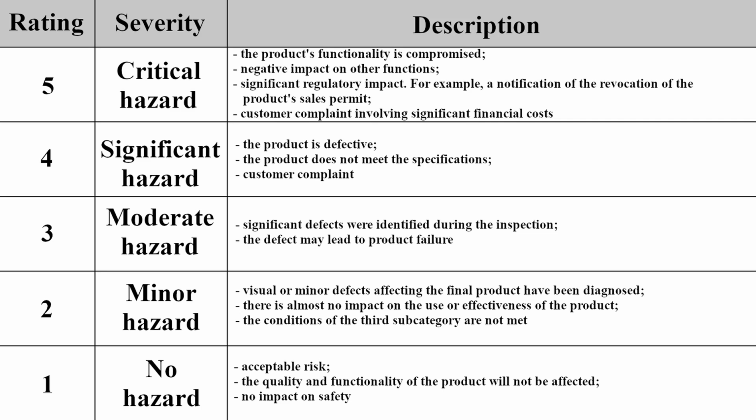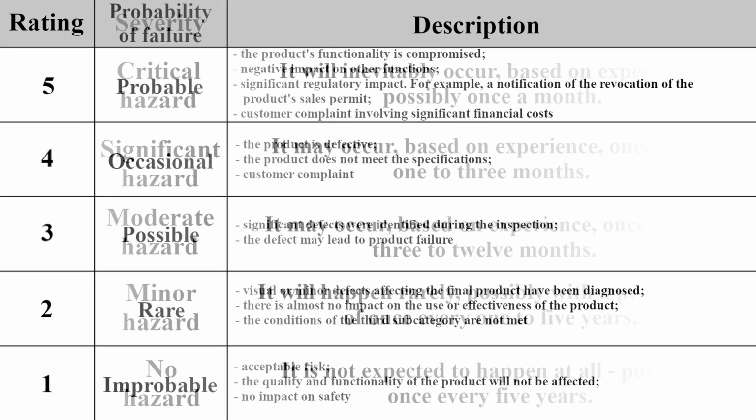The fifth subcategory of severity level is called critical hazard and has a value of 5 points. The value is set to 5 when the following conditions can be met. The product's functionality is compromised. Negative impact on other functions. Significant regulatory impact. For example, a notification of the revocation of the product's sales permit. Customer complaint involving significant financial costs.